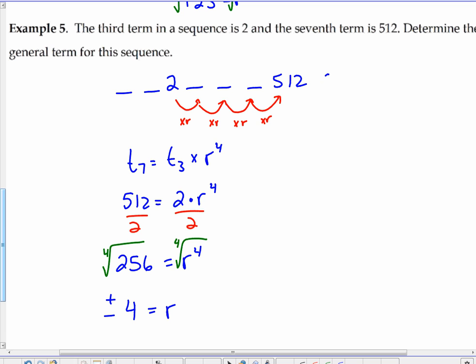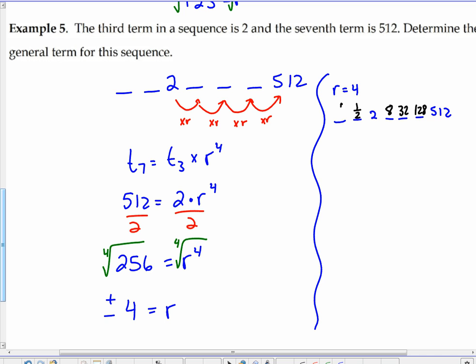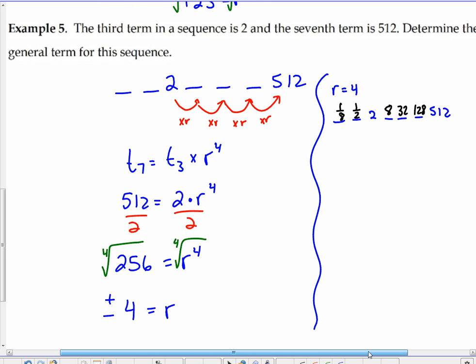I'll show you. So if r was positive 4, okay, let's fill in these blanks. Multiplying 2 by 4, 8 times 4, 32, times 4, 128. Okay. And then the other direction, if I'm dividing by 4, this gives me a half and an eighth. Okay, so that would work. What does it say? Determine the general term for the sequence. Okay, we just need to get the formula. But I'm just going to show you that it could be both.